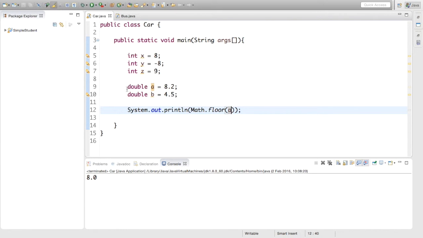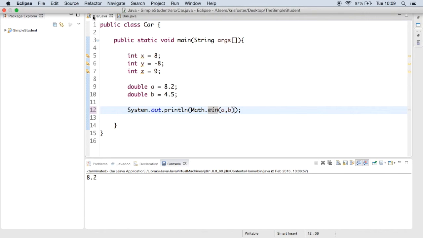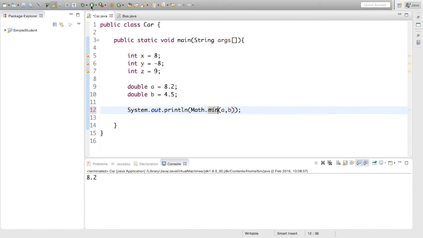The next method that we're going to look at is called max. So if we put max in here and put two numbers, so a and b, it will basically print out the larger of the two numbers. So the larger of a and b is 8.2. And we've also got, as you probably guessed, min. So it will print out the minimum of the two numbers. So the minimum of 8.2 and 4.5 is just 4.5.